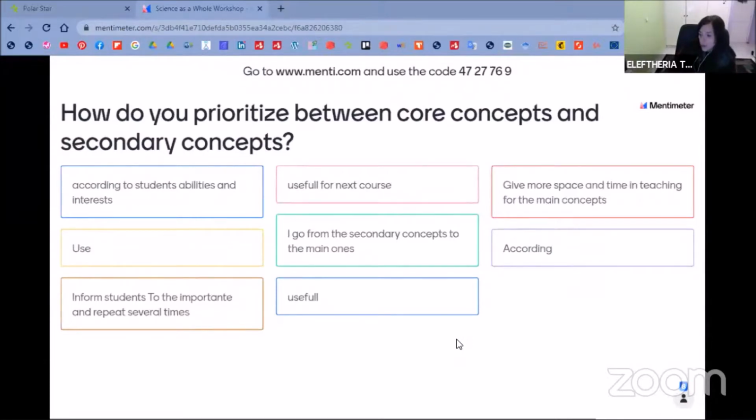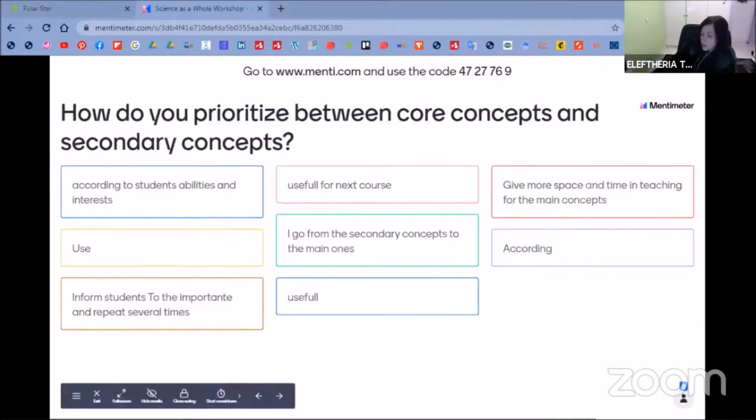According to students' abilities and interests, I'm not sure what our participant meant here, because, well, the core concepts are core concepts regardless of the abilities of the students and their interests. Well, they are core concepts whether we like it or not. But I would assume you mean that you tackle them differently, focusing more on students' interest based, maybe, or their needs.